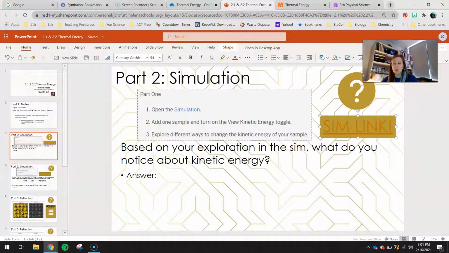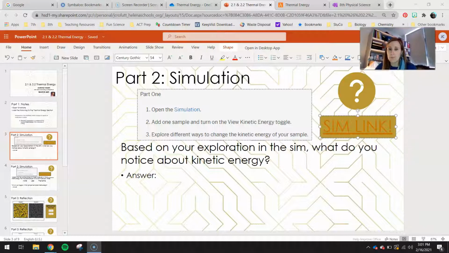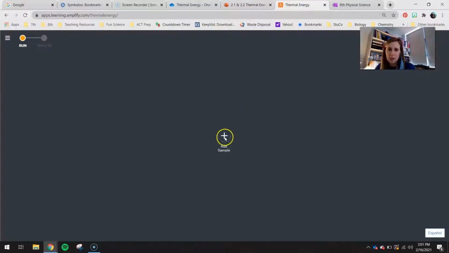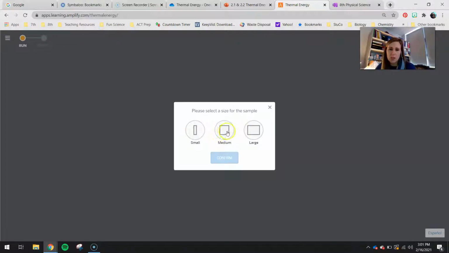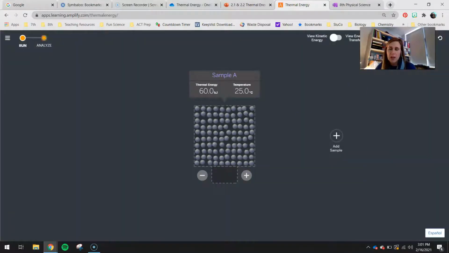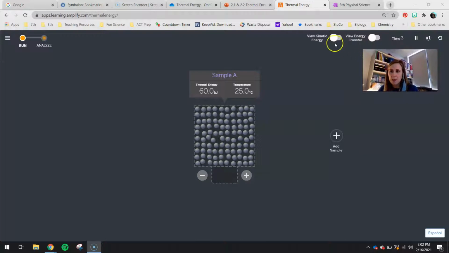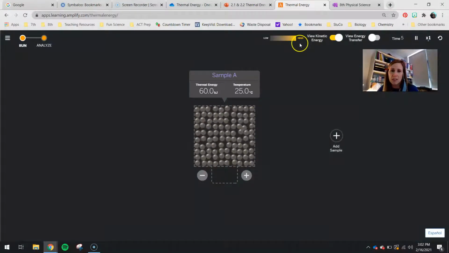Okay, you guys have already had an opportunity to explore that, but maybe take a couple more minutes and refresh what you guys can and can't do in this simulation. Okay, so part 1 of this, you're going to open the simulation, add one sample, and turn on the view kinetic energy toggle. You can choose the size, it really doesn't matter. Up at the top you will see view kinetic energy, so turn on that toggle.